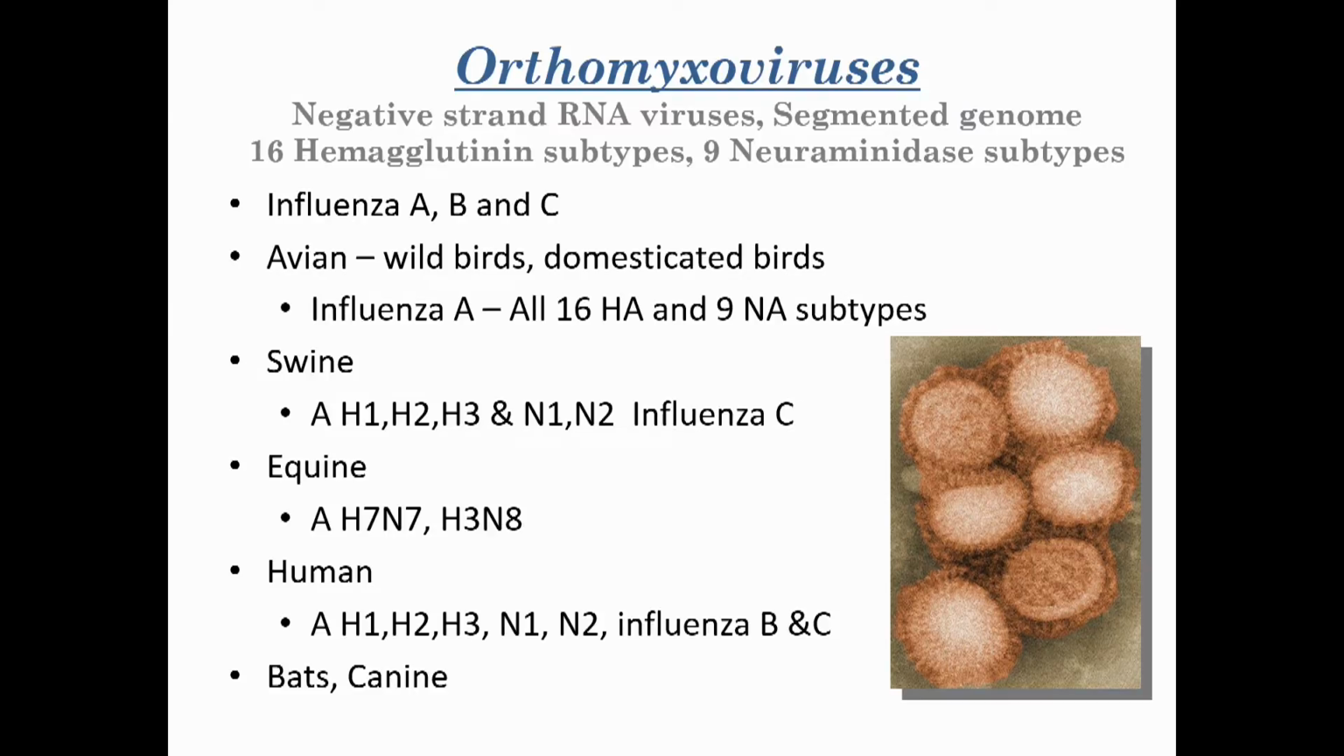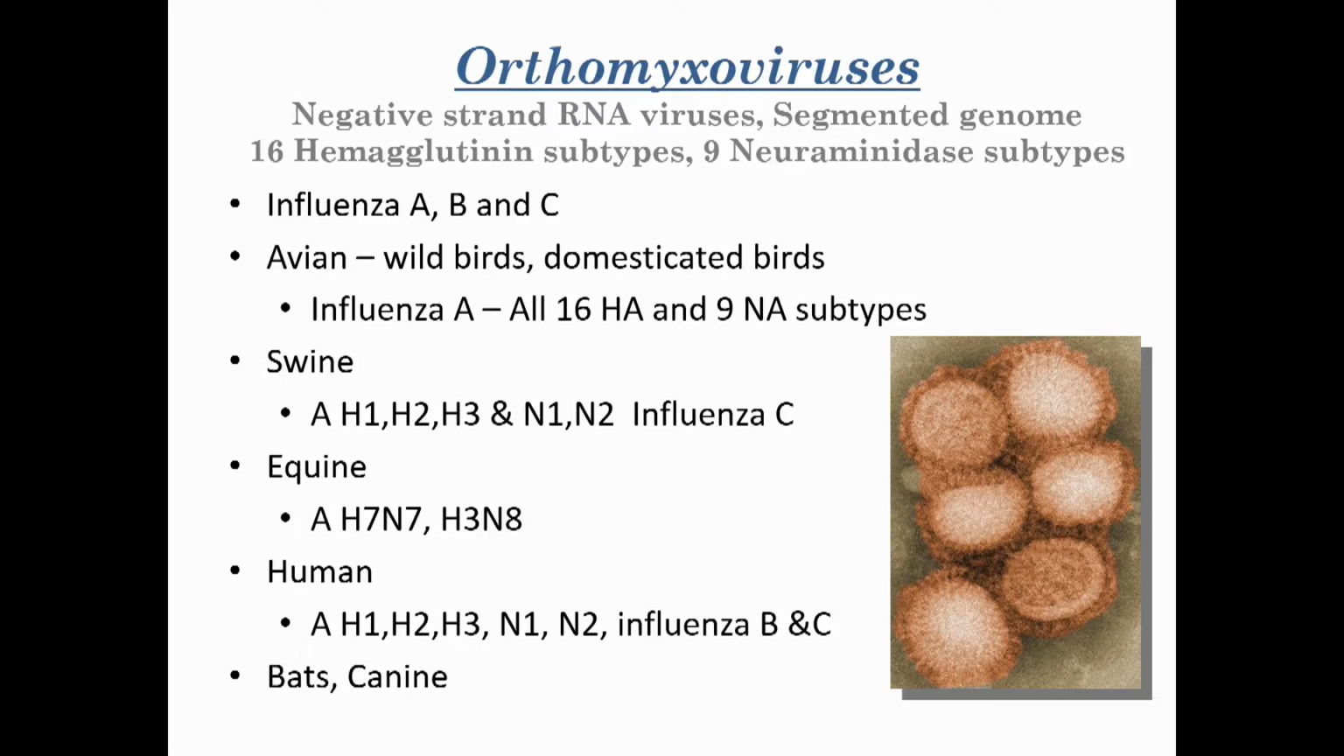Influenza A is found in birds. There are wild birds and domesticated birds such as chicken, and all of the influenza A viruses in wild birds are represented. The 16 hemagglutinin and 9 neuraminidase subtypes are in these wild birds. There's also influenza A in pigs, but only a limited number of the hemagglutinin and neuraminidase types are there. And you also find influenza C in pigs. Horses can also get influenza A, but again, they only have a small number of hemagglutinin and neuraminidase types.